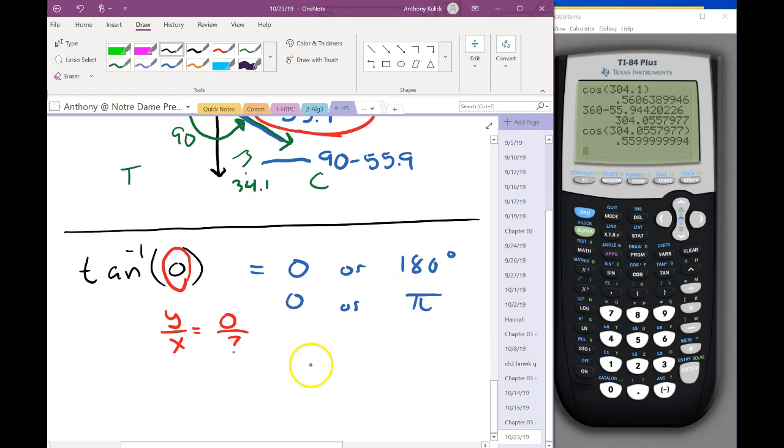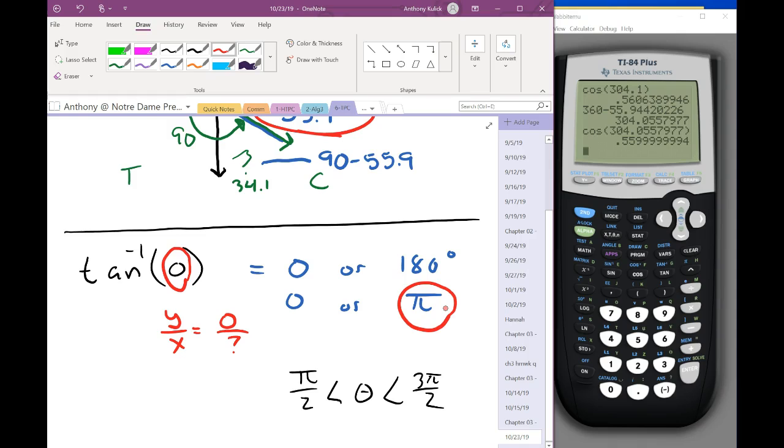So if I wanted my answer between, say, pi over 2 and 3 pi over 2, which answer should I give there? Pi, because pi is definitely between 1/2 and 1.5 pi's, right? Everybody okay with that idea? Let's do another.